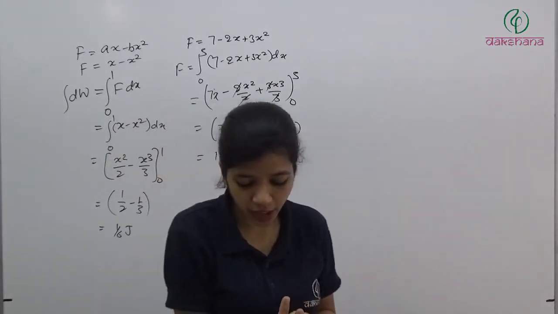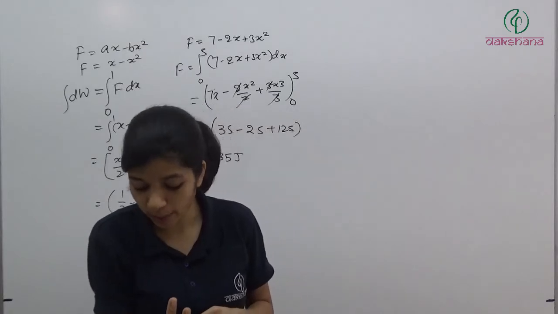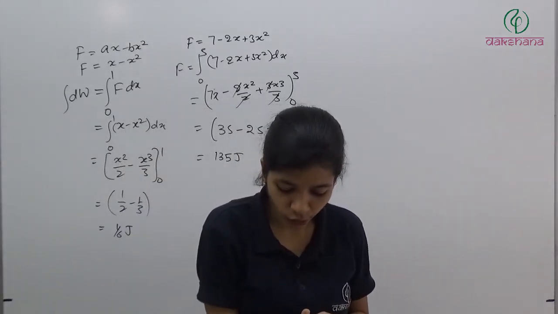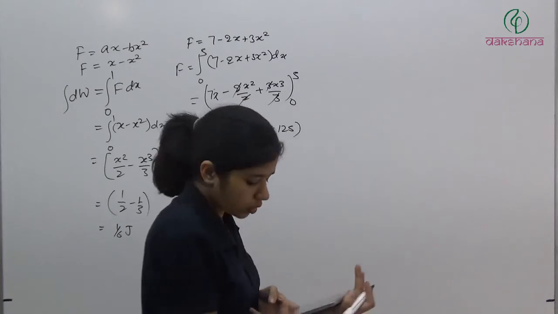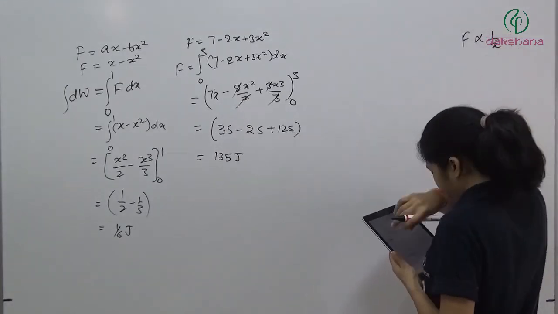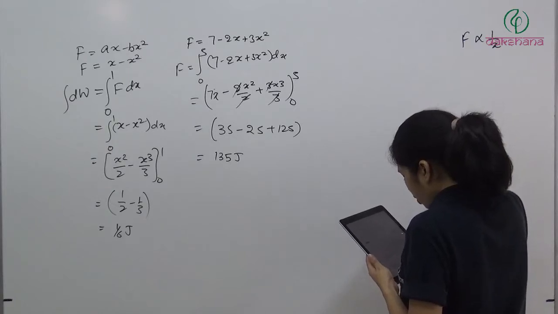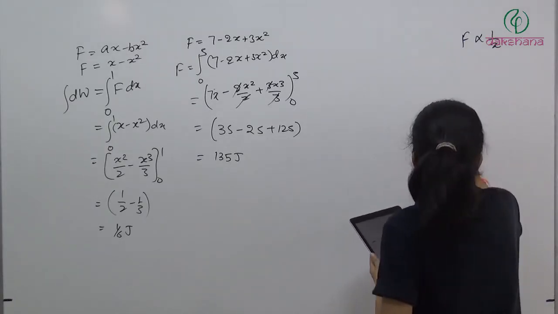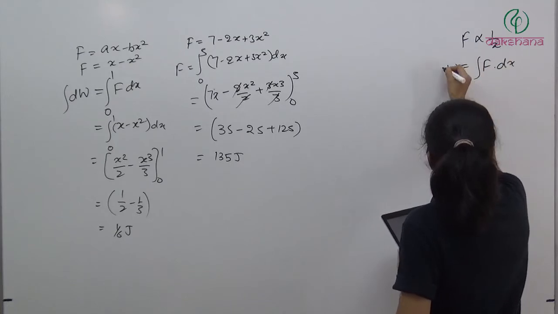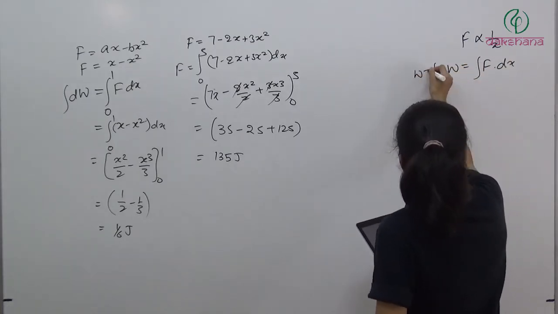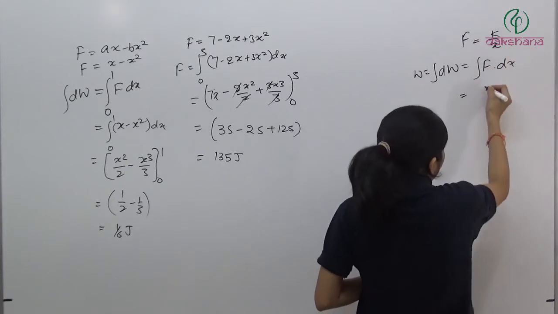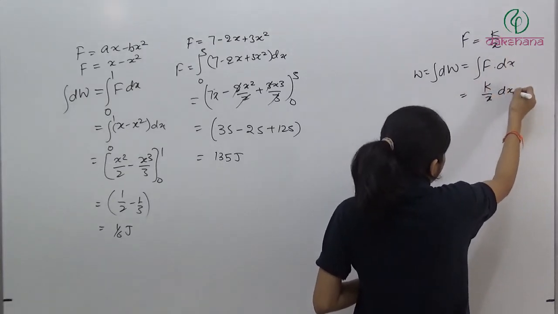Question number B3. A rigid body is acted upon by a horizontal force which is inversely proportional to the distance covered s. The work done by this force will be proportional to what? So force is inversely proportional to x. So what we have to do? Work is equal to F dot dx and then integration of this will be the work done. So what we have? Let's say F is equal to k by x. So k by x dx.